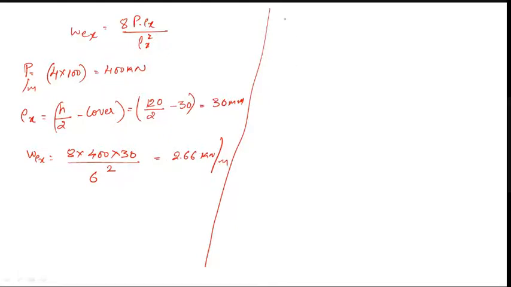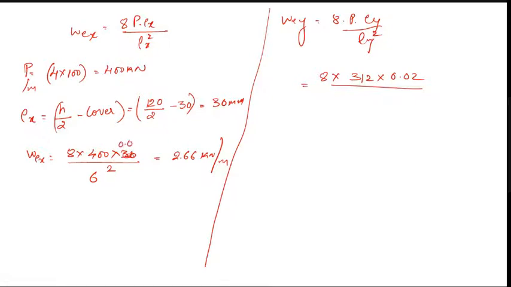Similarly, in Y, WEY is 8 into PEY upon Ly square. This is 8 into 312 into 0.03, sorry, here it will be 0.03, and the span in terms of meter is 9 square, which equals 0.616 kilonewton per meter. Now I have got WEX and WEY.